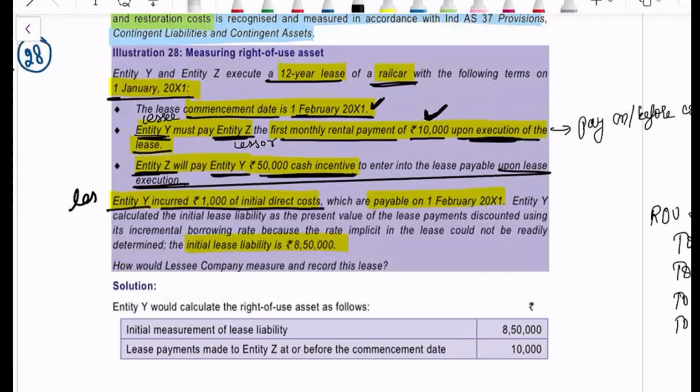Lessee has incurred an initial direct cost of 1,000 rupees payable on 1st February. That means that is also payable on the commencement date itself. And then there is the initial lease liability of 8,50,000. So here they are telling, let's read the sentence.